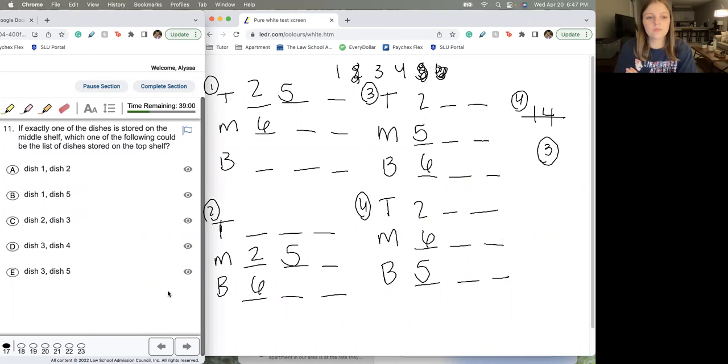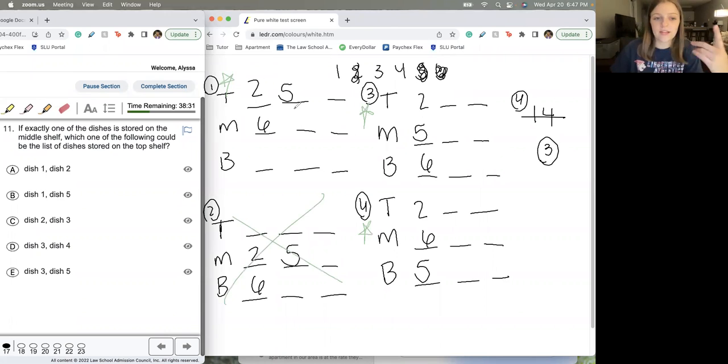Okay, next one says, if exactly one of the dishes is stored on the middle shelf, which one of the following could be the list of dishes stored on the top shelf? Okay, so it's giving me another if question, which means that we're going to go through our diagrams and make sure that we have worlds where we can have exactly 1 on that middle shelf, which only happen on world number 1, 3, and 4. This one just doesn't happen.